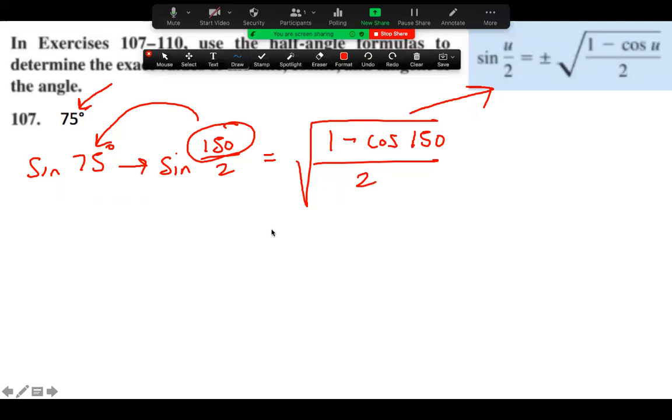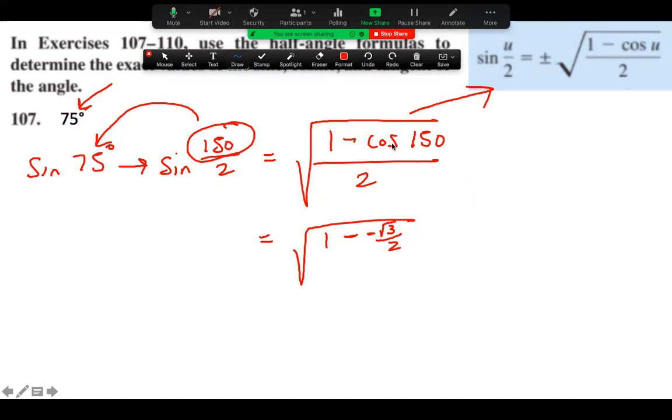So now let's take the square root of 1 minus cosine of 150. That is asking you what is the x coordinate at 150. The x coordinate at 150 is a negative root 3 over 2. So that's my substitution there.